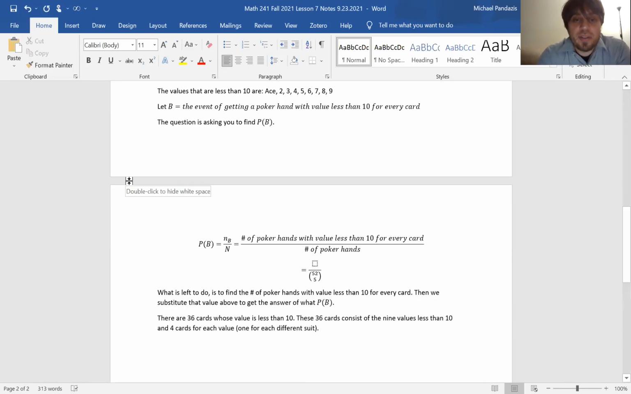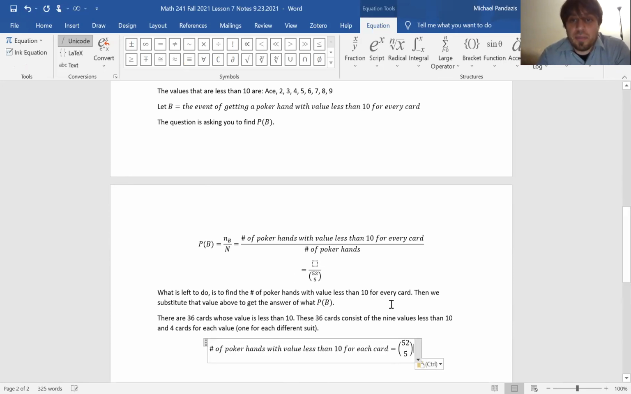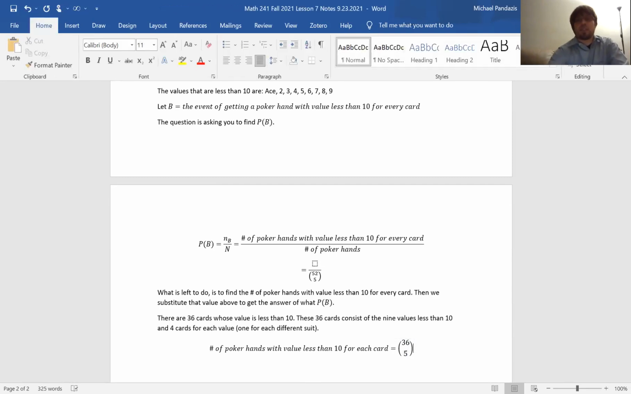And so the number of poker hands with value less than 10 for each card, well, that's just equal to... So you have 36 cards on the table. There are 36 cards whose value is less than 10. You want to choose 5 of them. So 36C5 is the total number of ways to choose.